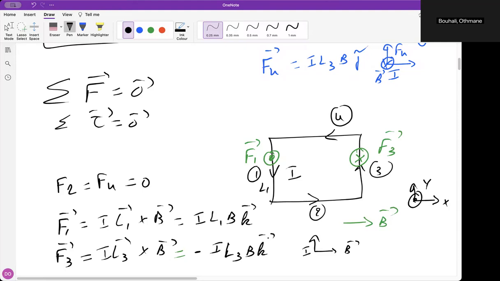Now you can see that this will have a torque around this axis. You can calculate the torque, because the force F1 will be pulling the loop out of the page, and F3 will be pulling it inside the page, so there will be a rotation. So basically it will be rotation around this axis. Okay, thank you.